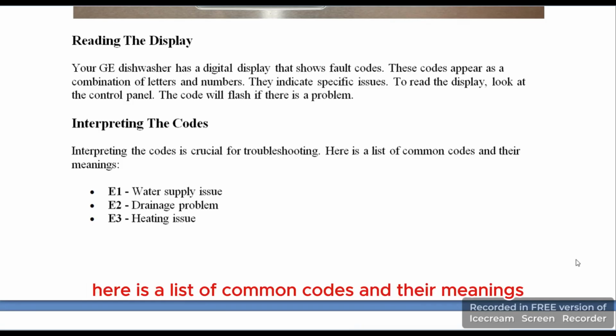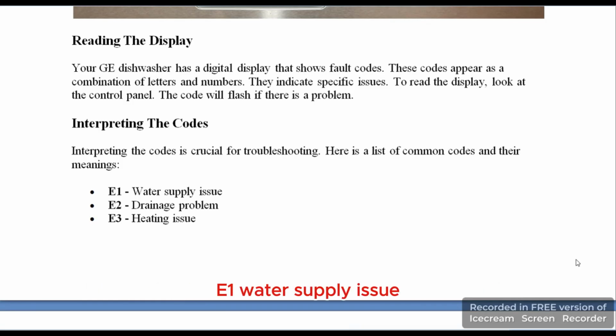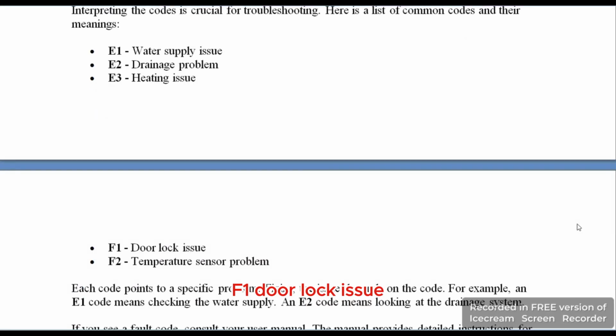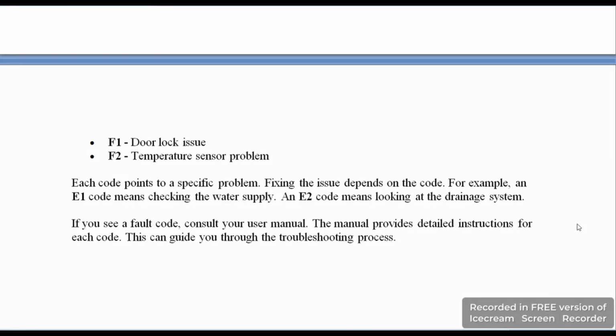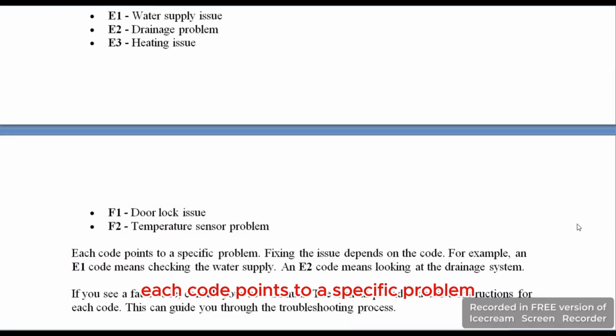Here is a list of common codes and their meanings. E1, water supply issue. E2, drainage problem. E3, heating issue. F1, door lock issue. F2, temperature sensor problem. Each code points to a specific problem.